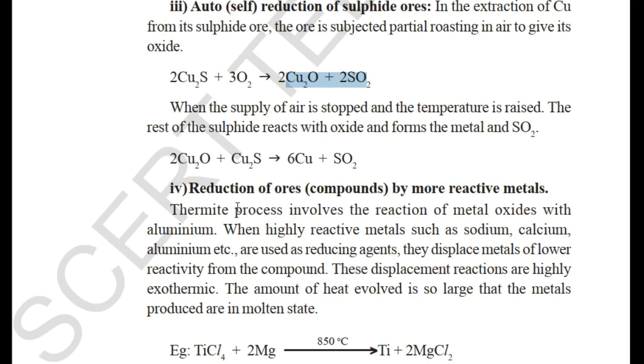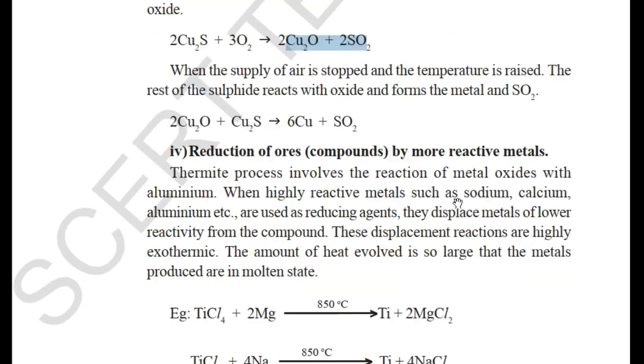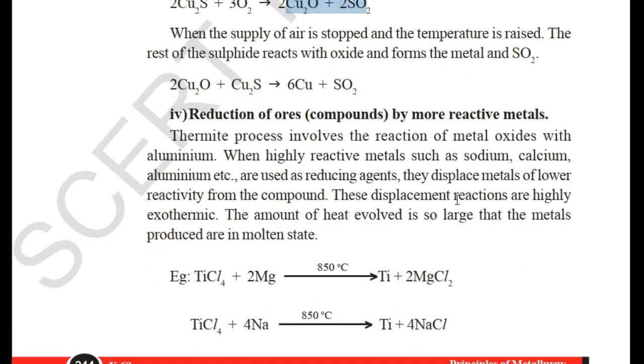Then we have the reduction of ore compounds with a more reactive metal. So the thermite process is used here. Just now we got metal oxides with the aluminum. So the thermite process involves the reaction of metal oxides with the aluminum.